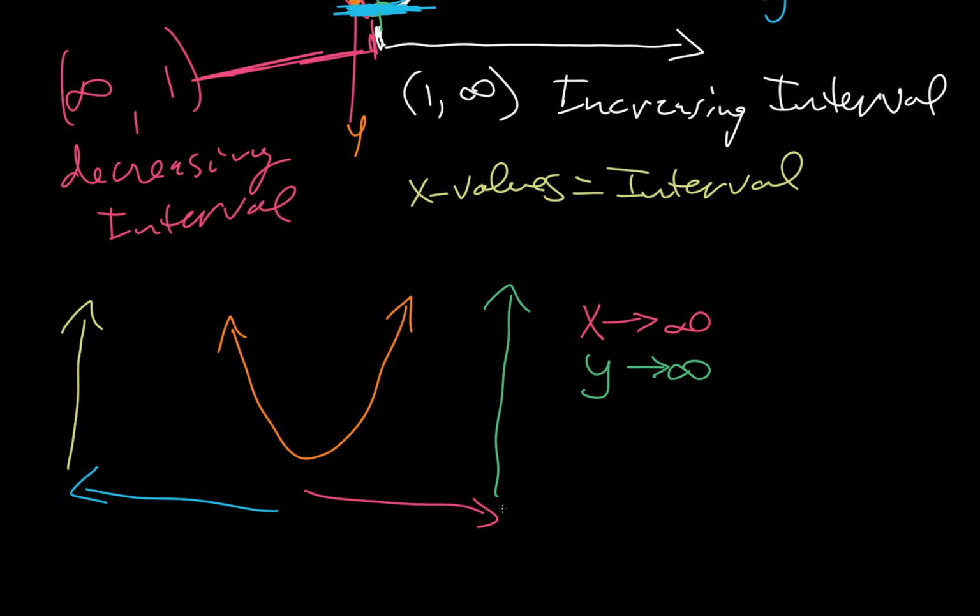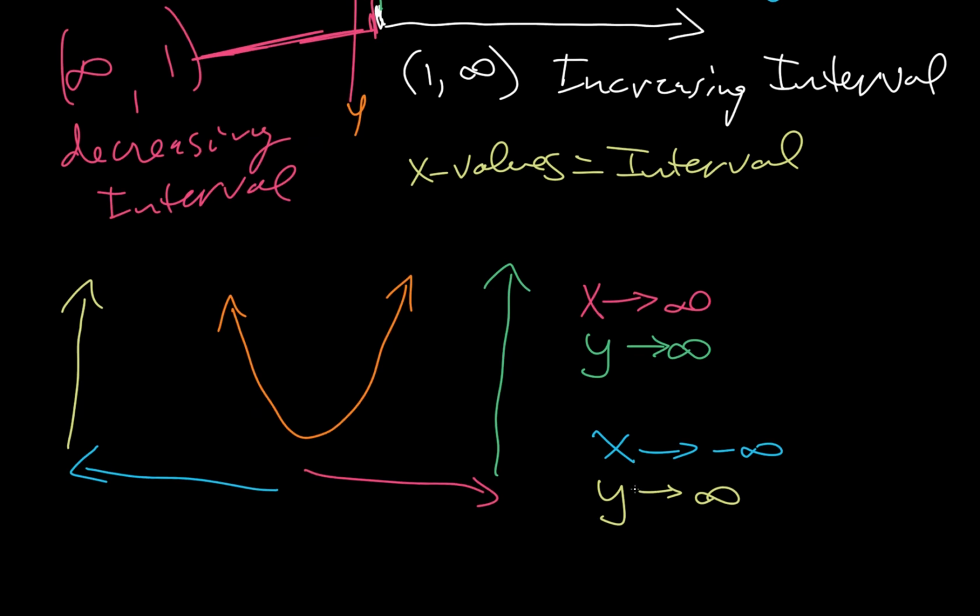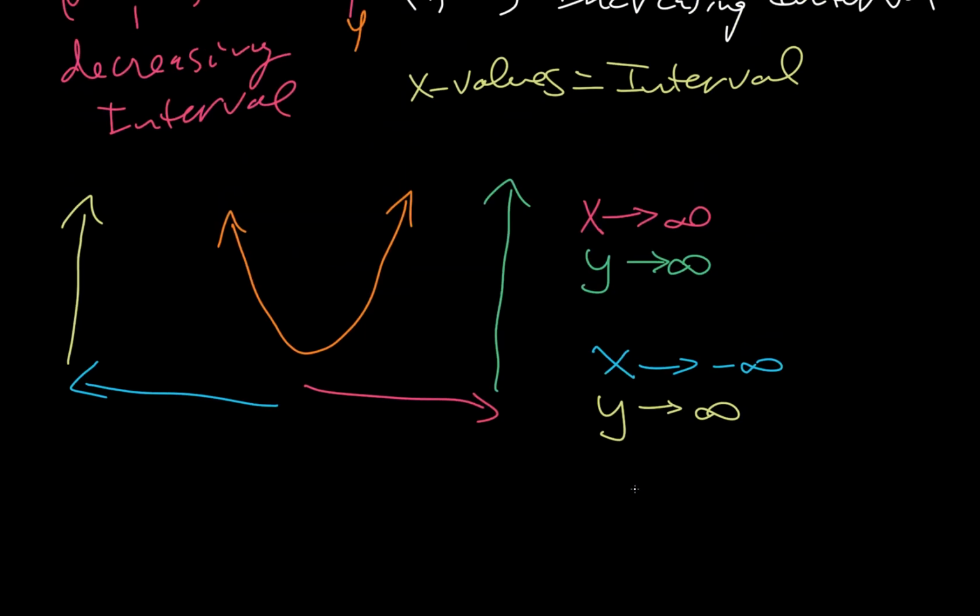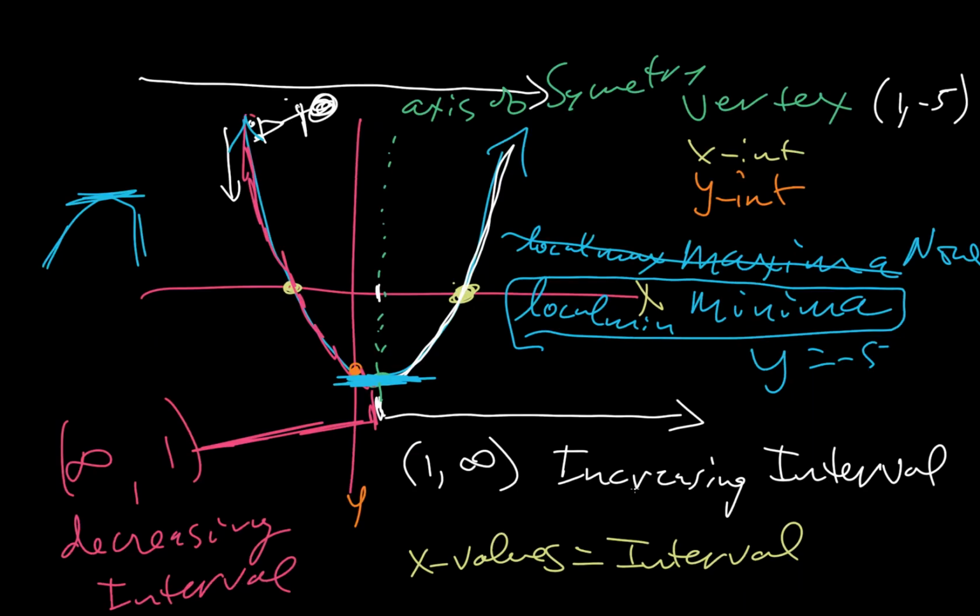So what happens when we go to the right? We go up. Now the other one is, what happens as x approaches negative infinity? Or what happens when we go to the left really far? And the answer is, y goes up, or y approaches infinity. So hopefully the color coding helps on that. Okay. Oh, and then we also have positive and negative intervals. So I'm going to come back up here.